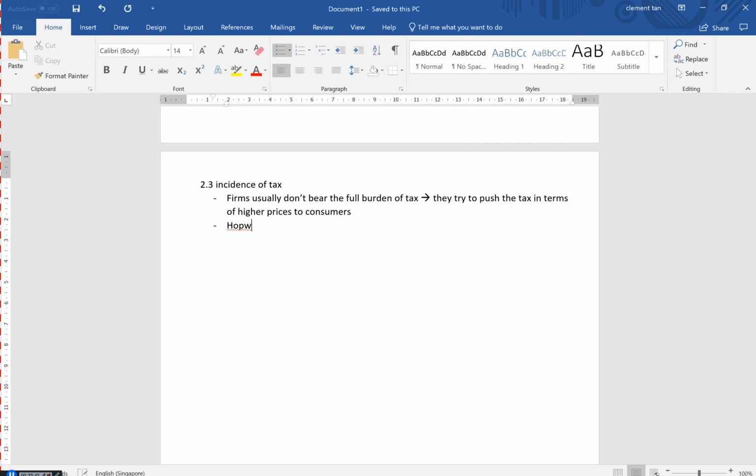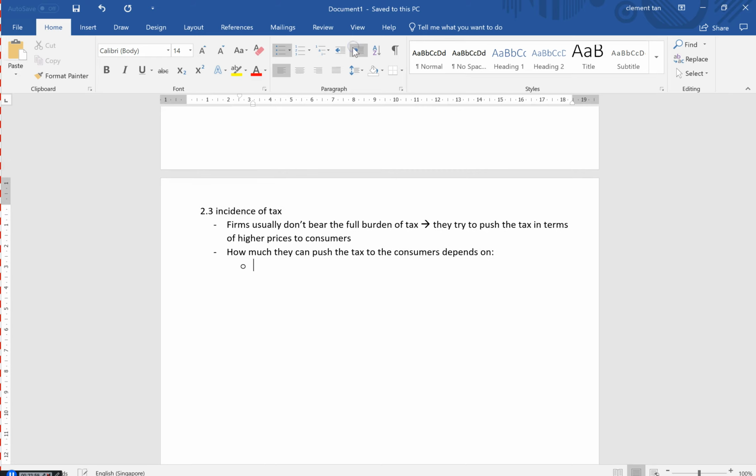How much of the tax they can push to the consumers depends on, main thing, this is a rule of thumb, the relative price elasticities of demand and supply.